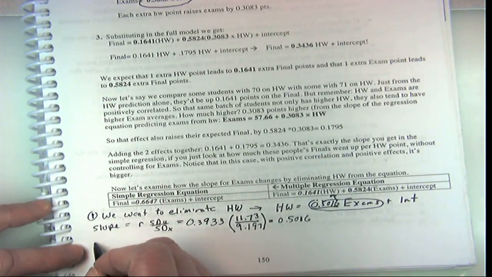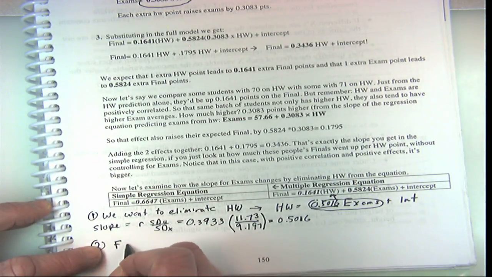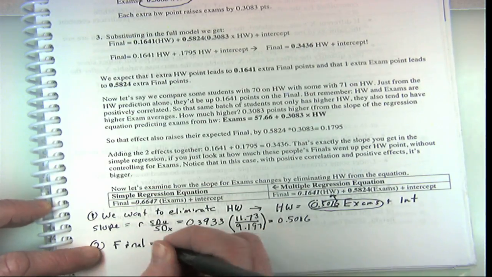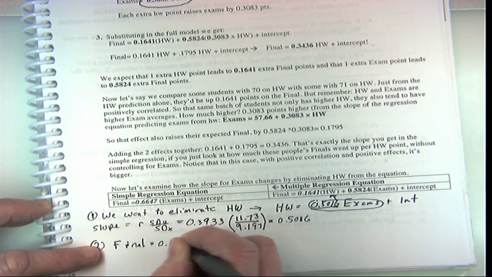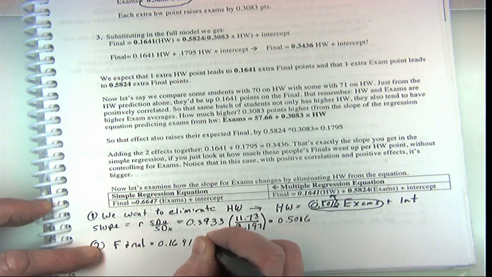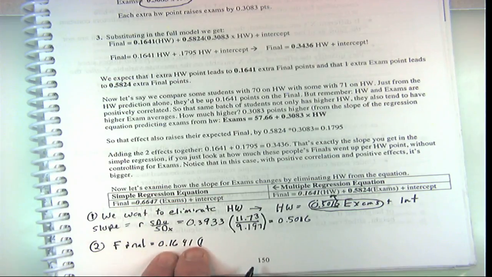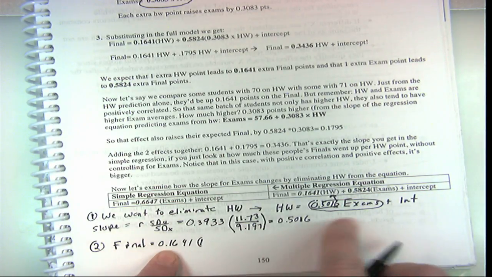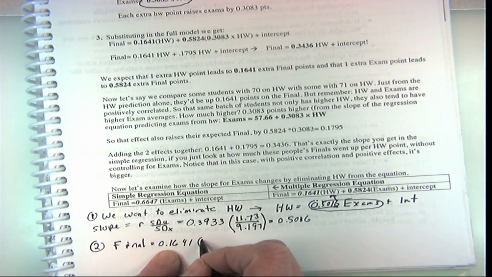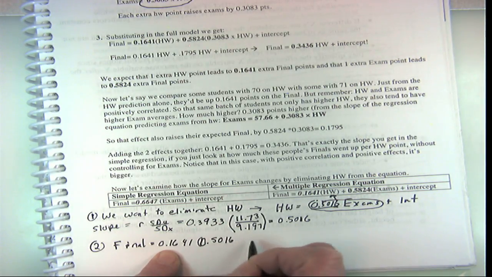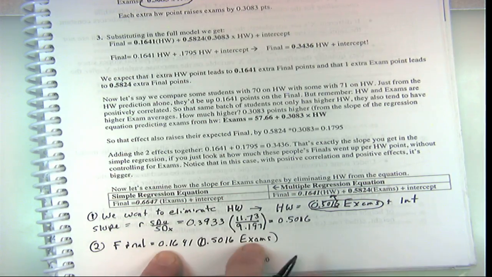Okay, so let's write what we have. We have final is equal to the partial part, 0.1641 times the homework. But instead of homework, I want to get rid of the homework. So instead of that homework, I'm going to write 0.5016 times the exams. Right?